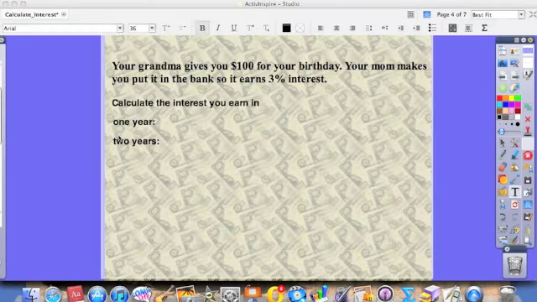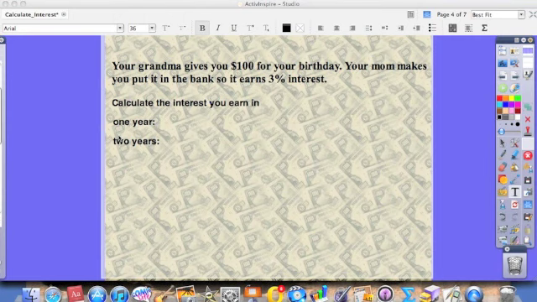Let's look at a new problem. Your grandma gives you $100 for your birthday. Your mom makes you put it in the bank so that it earns 3% interest. Calculate the interest you earn in 1 year and then in 2. Pause the movie now, copy this problem into your notes, and try to solve it on your own.